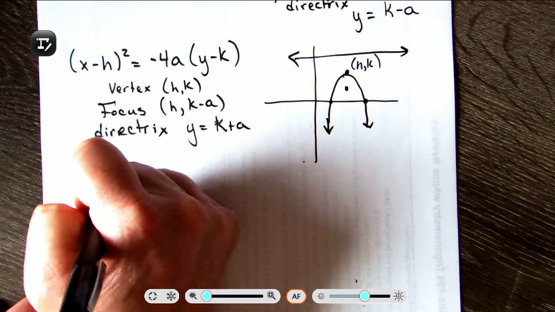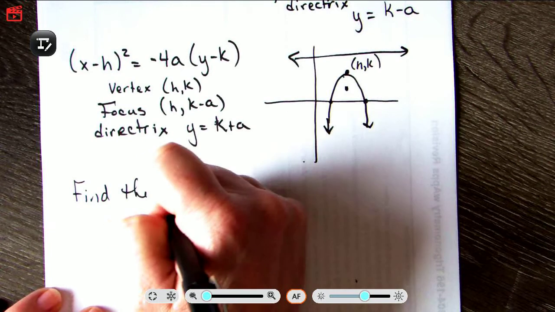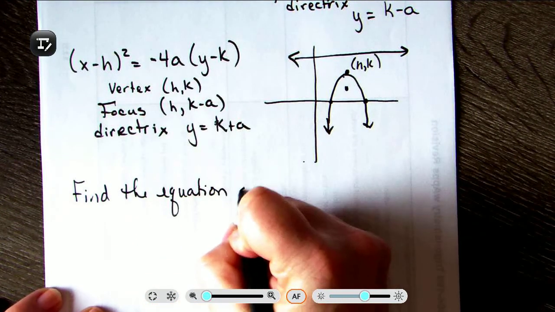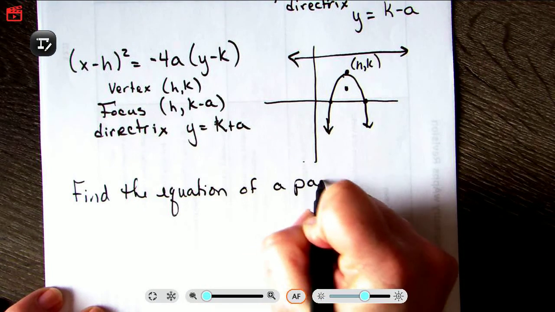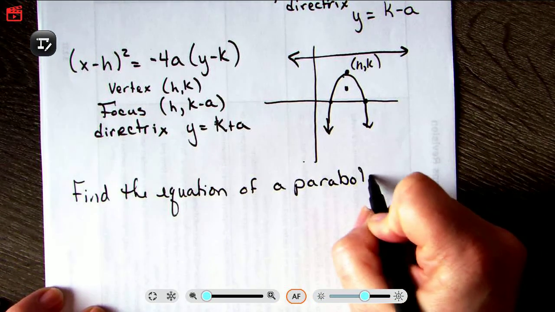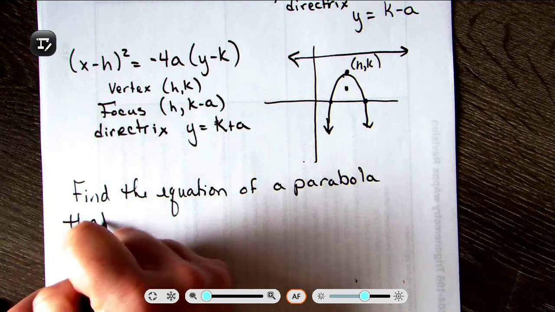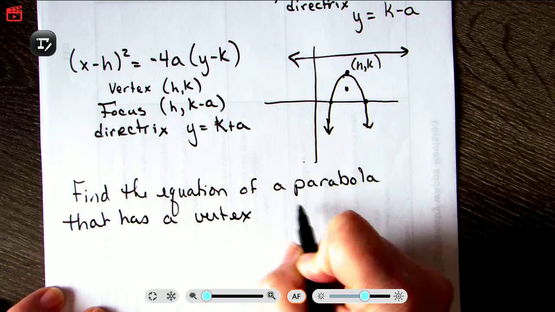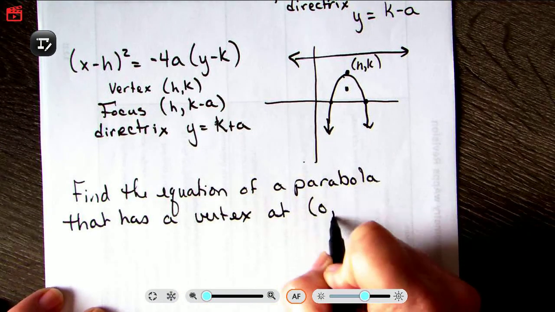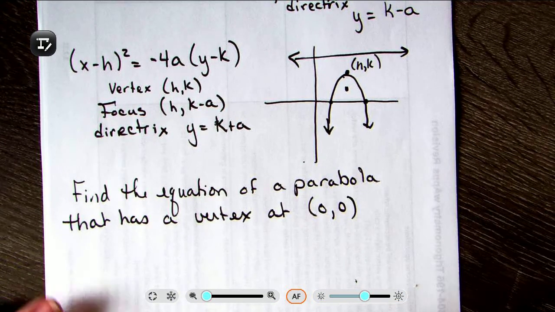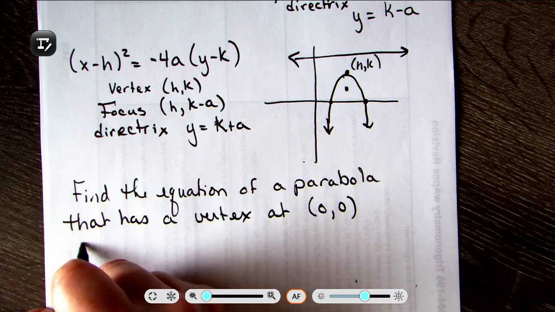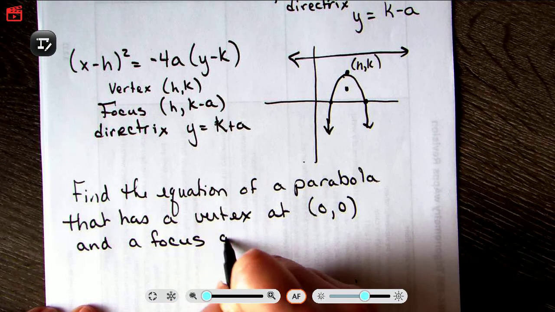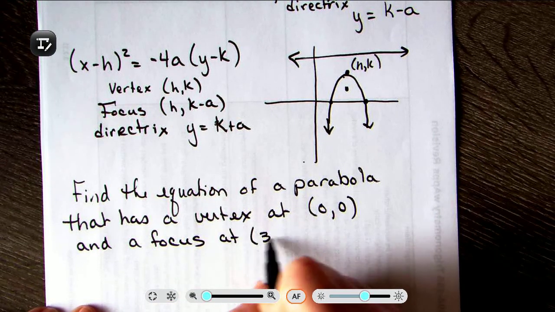So we're going to find the equation of a parabola. I'm going to give you information about the parabola. It's a parabola that has a vertex at, and we'll do this first one at (0, 0) to make it a little easier, less messy, and a focus at (3, 0).